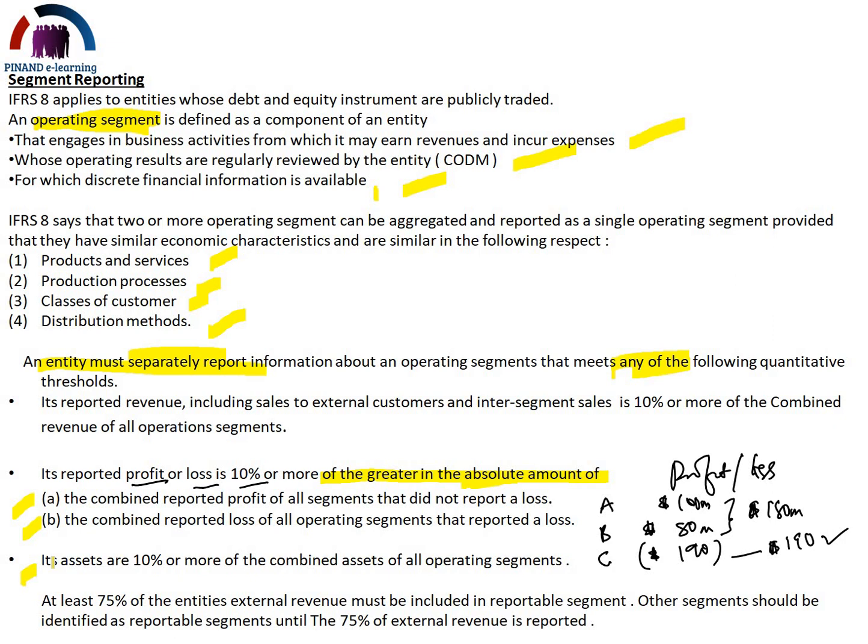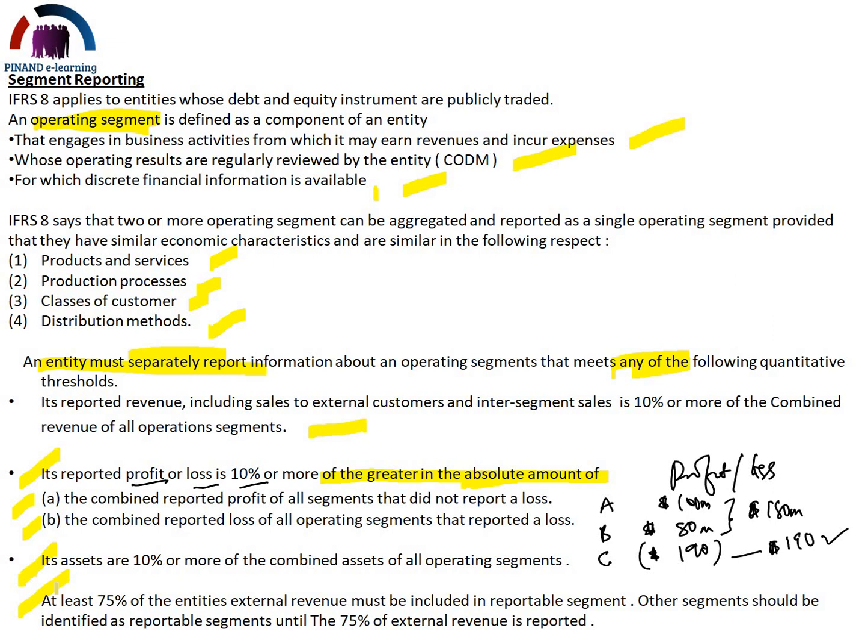So the first one, what I normally tell students, when you are solving, if you want to do your calculation, the heading will be revenue test. The second one will be what? Profit or loss test. The third one will be asset test. And this final one will be what? 75% test. Different subheadings. Do the calculation before you start explaining to the examiner.